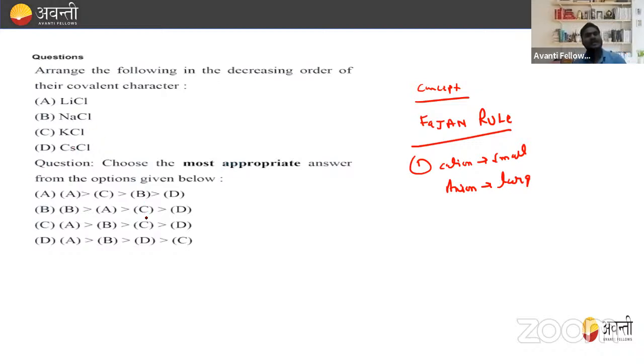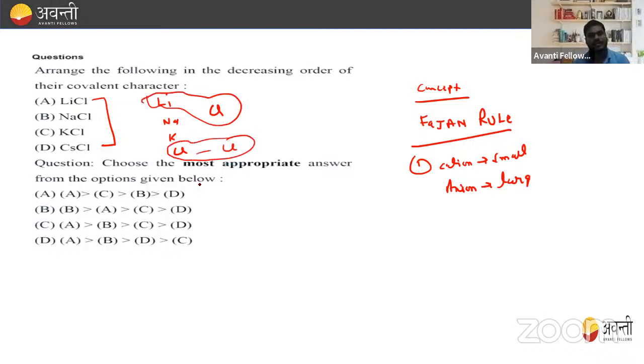Now, if I'm talking about LiCl, NaCl, KCl, CsCl, in all of these four, Cl is common. Out of lithium, sodium, potassium, and cesium, which cation is smaller? Lithium is smaller, so LiCl is more covalent, and CsCl is the least covalent, right? So the correct option is LiCl first, then NaCl, KCl, CsCl. That is option number C, right? So we can do such kinds of questions by just remembering Fajan's rule.